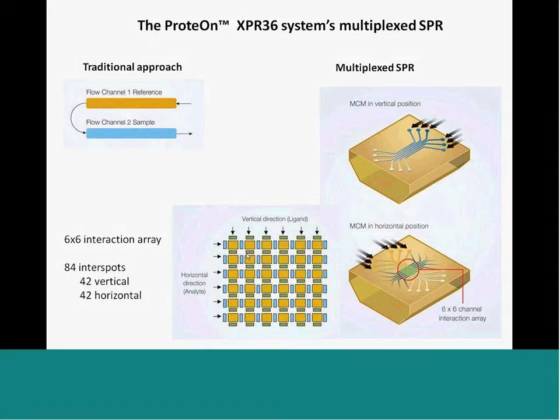So that means that in one run you can run up to 36 interactions, and the main advantage of this instrument and this array system is that you can load your ligand into one channel, and in one run you can obtain up to six interactions, let's say for different concentrations of your analyte, and from this you can calculate the association and dissociation constants. So what you can measure on the ProteOn machine in a few seconds, you have to measure with traditional SPR approaches in, let's say, several minutes or hours.